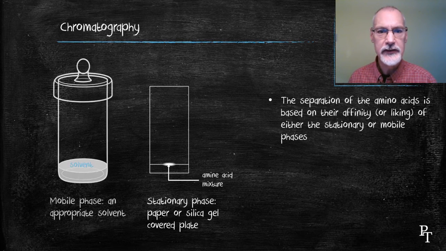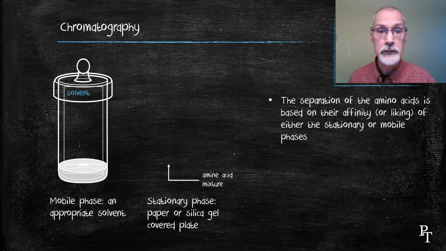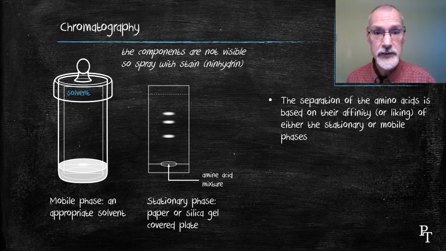The mobile phase is my solvent, and that solvent can be a mixture of alcohols, water, ethers, and even acids. I place the paper or the silica gel slide in, and the solvent is then absorbed up through the gel. It is the hope that as that solvent moves through my amino acid mixture, various components will either move with it or stay behind. After several minutes, I remove that slide and I need to spray it with a stain. The amino acids themselves are not visible, so that's why you need to spray them.